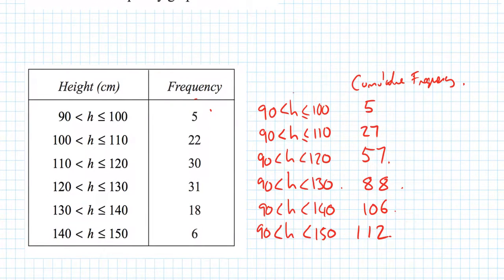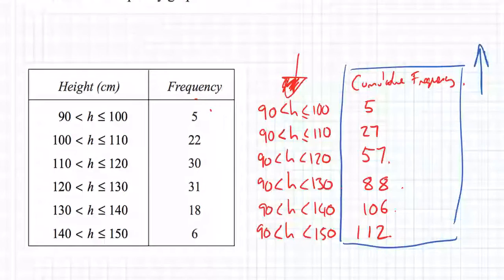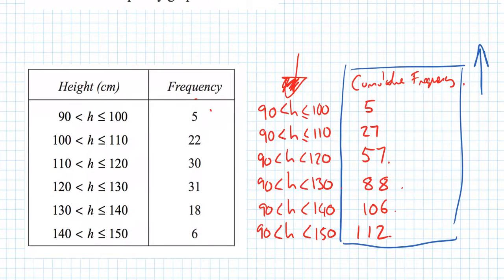Now, we don't necessarily need this column. I'm putting it there to help you understand how we're doing this. Once we've done that, we're now in a position to draw our diagram. The key point to focus on is that when we're drawing this diagram, we're going to need a y-axis, a vertical axis, which is going to be our cumulative frequency, and our x-axis, our horizontal axis, is going to be the original heights that we had before.